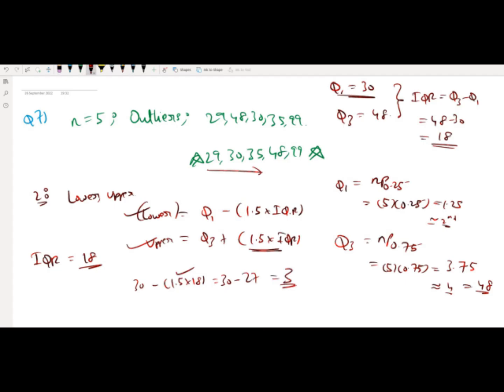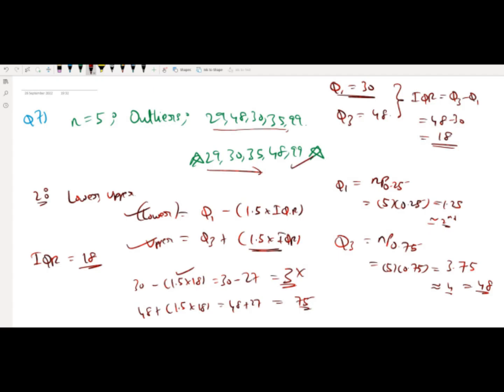Are there any values which are less than 3? Let's cross check. No, there are no values less than 3, so we do not have any lower outliers. Now let's check for the upper quartile range. 48 plus 1.5 into 18, which is 48 plus 27, which is equal to 75.